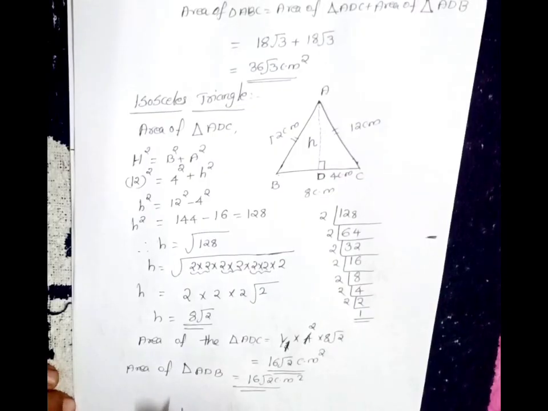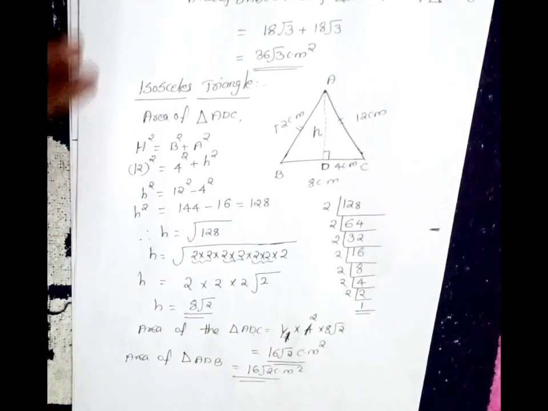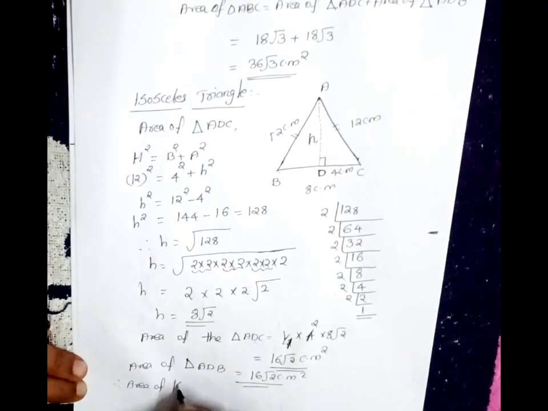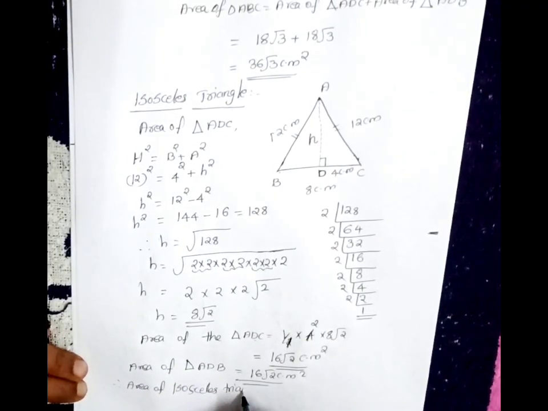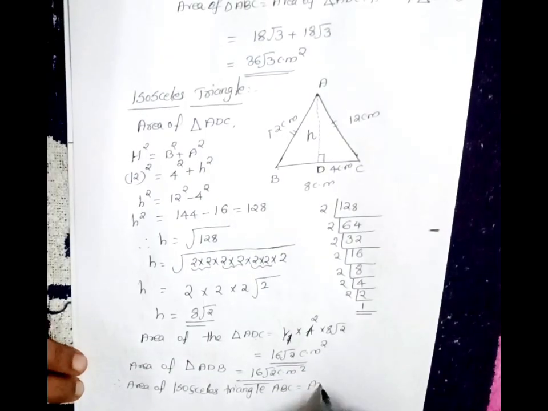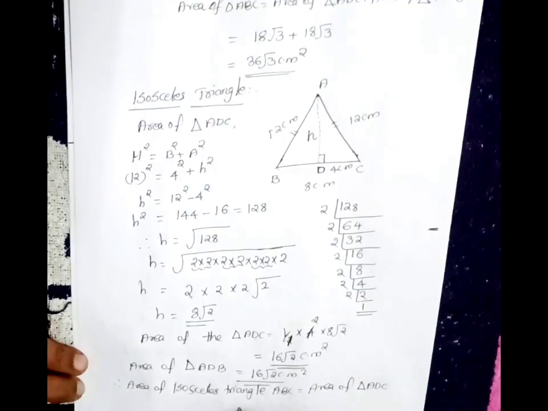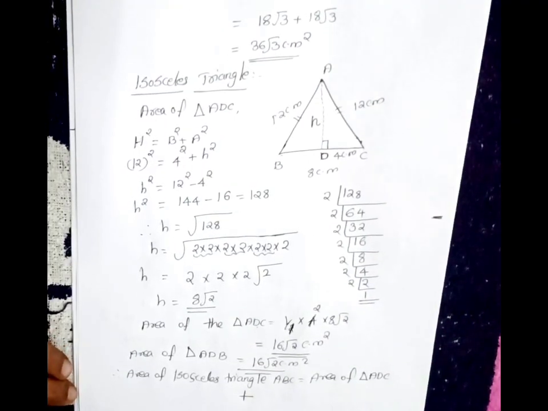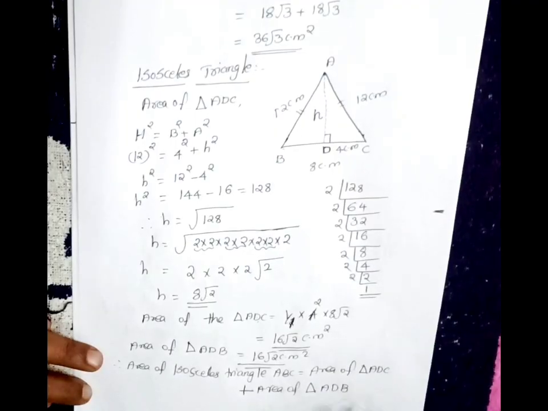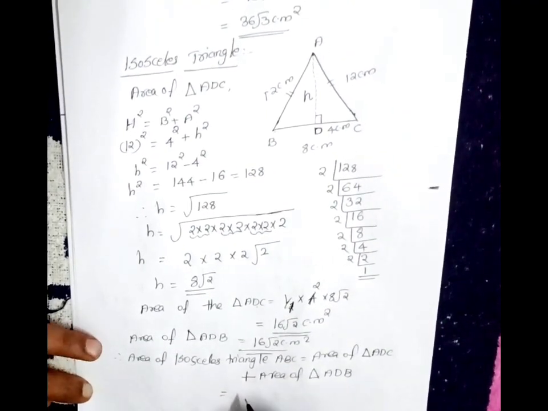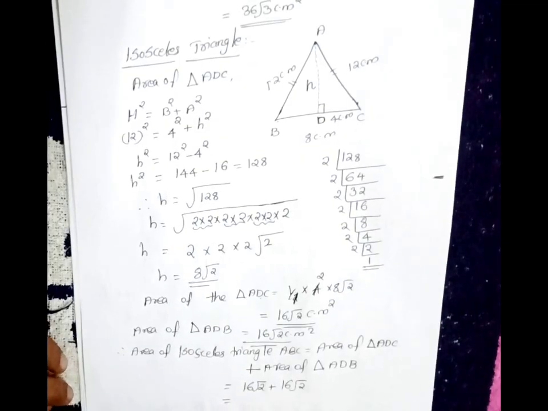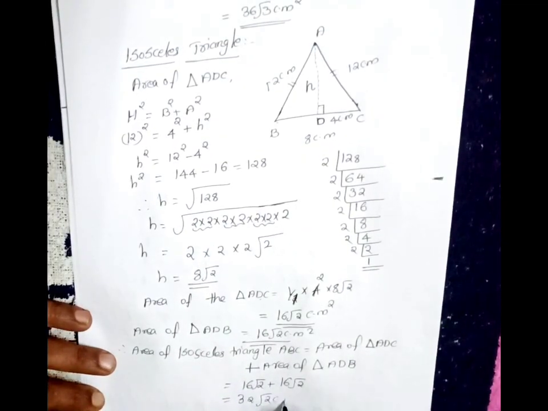Therefore, the area of this isosceles triangle is the sum of the areas of these two right angled triangles. Therefore, area of isosceles triangle ABC equals area of right angled triangle ADC plus area of right angled triangle ADB. That's equal to 16 root 2 plus 16 root 2. That's equal to 32 root 2 centimeter square.